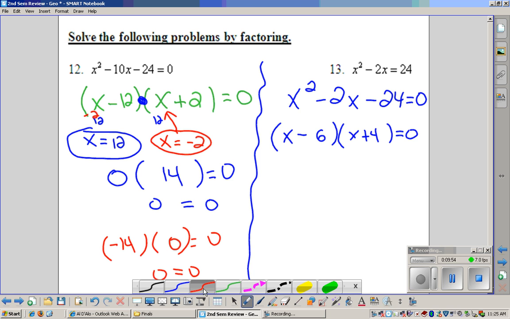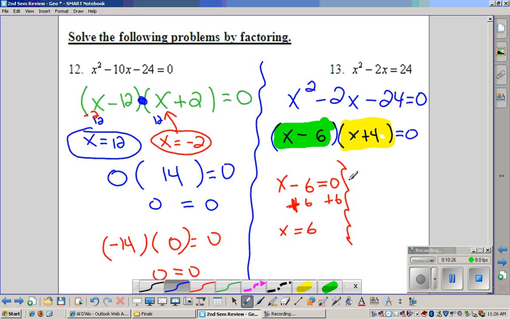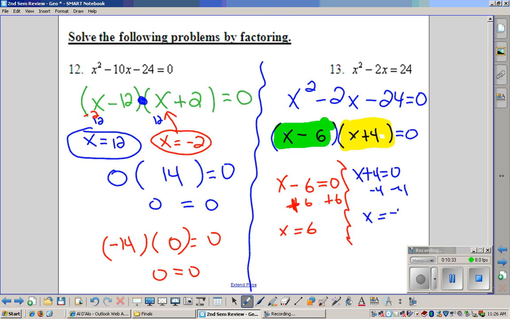So another way you'll see some teachers explain this final step is this set of parentheses has to equal 0, or this set of parentheses has to equal 0 in order for the equation to be true. So what you can do is take x minus 6 and set it equal to 0 and solve it by adding 6 to both sides. And you get 6. And you can do the other one the same way. When is x plus 4 going to equal 0? Take away 4, take away 4. You get negative 4. These are your two answers to this problem. These are two values of x that make this equation true.